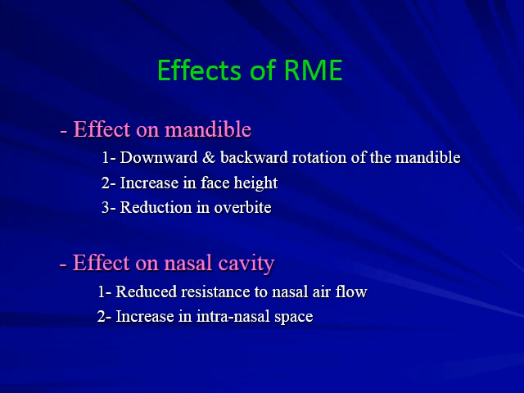The extrusion of the maxillary posterior teeth causes the mandible to rotate downward and backward, thus increasing the facial height and decreasing the overbite. Rapid maxillary expansion also facilitates respiratory function by reducing the resistance to nasal airflow and increasing the internasal space.